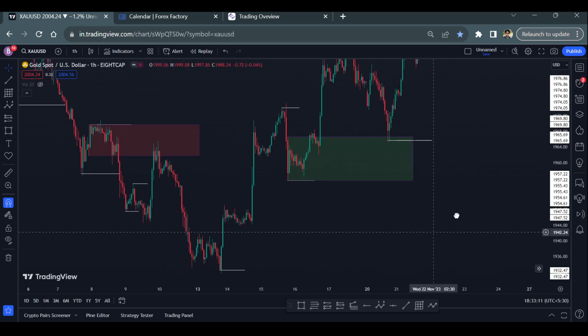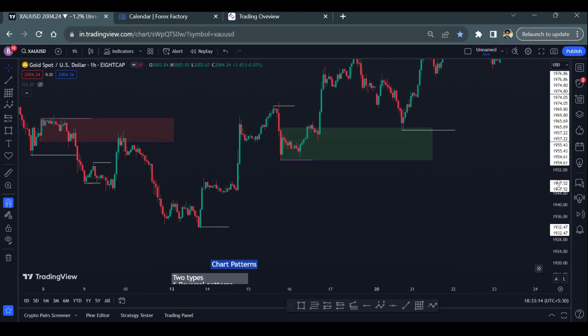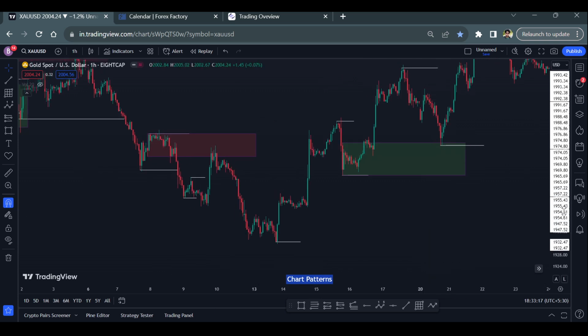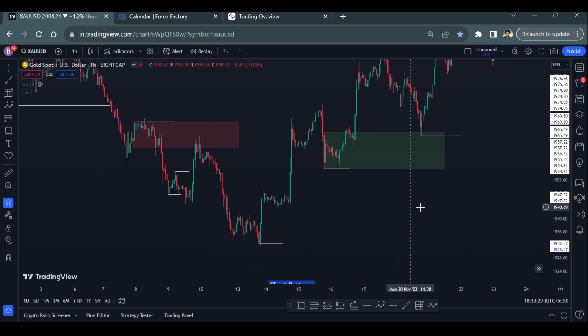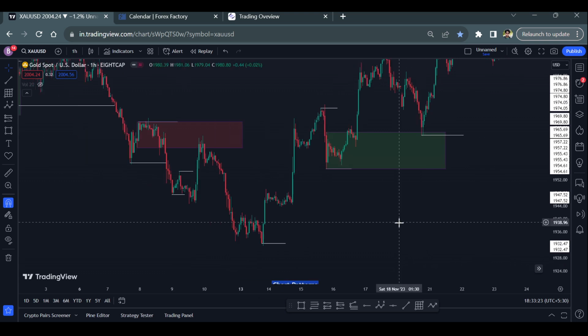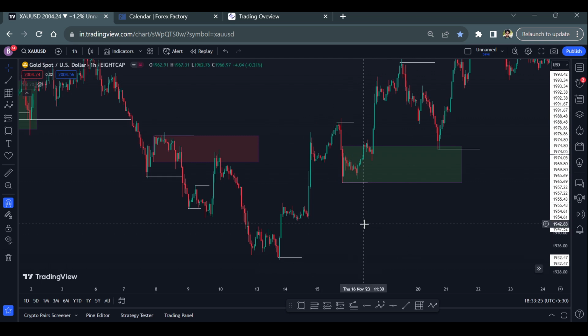So basically if you look at market structure, you will get your market structure. There you will have demand and supply, but along with that we have one more thing in trading: support and resistance. Support and resistance is nothing but when the previous supply is broken and it turns into a support. It is called support and resistance.